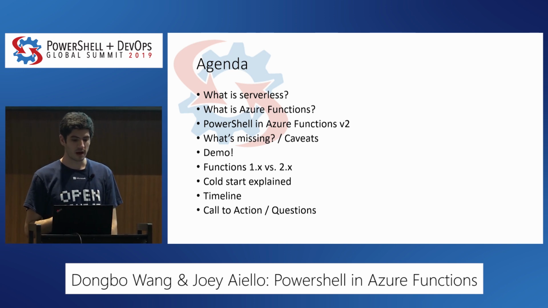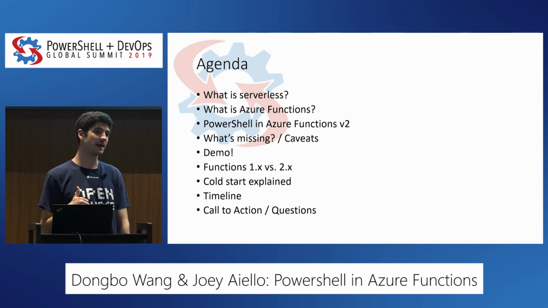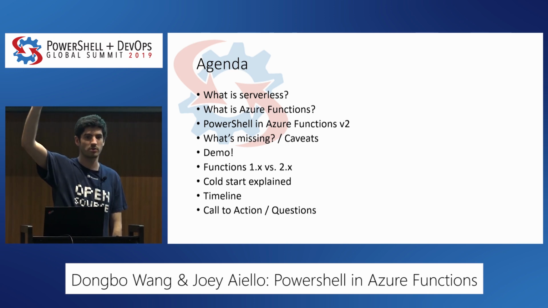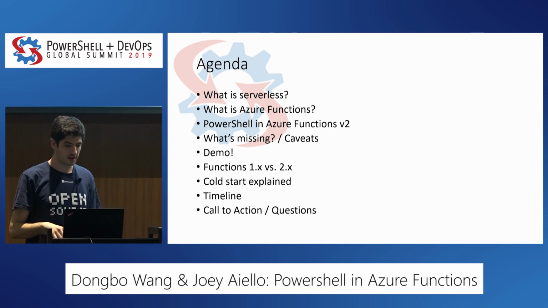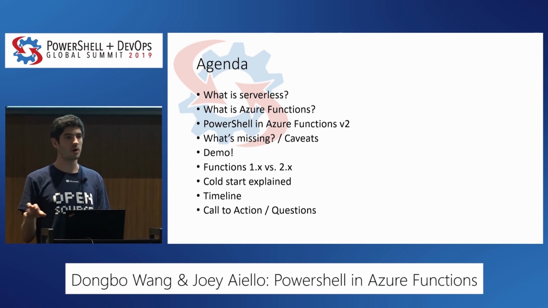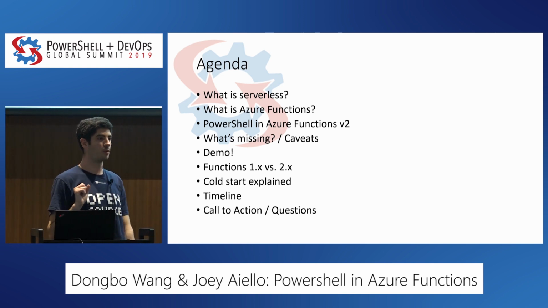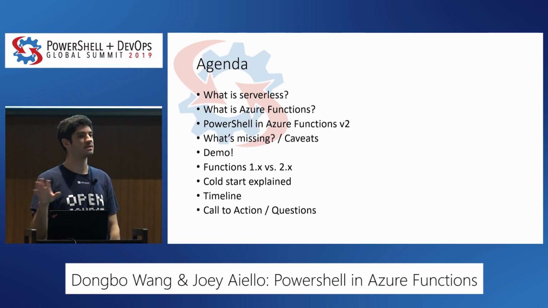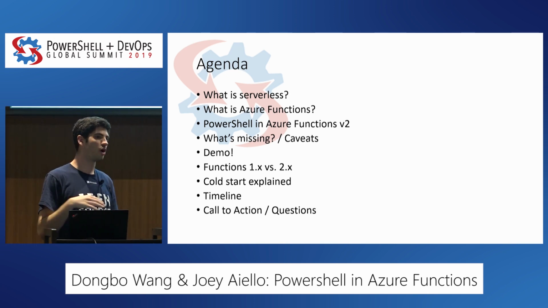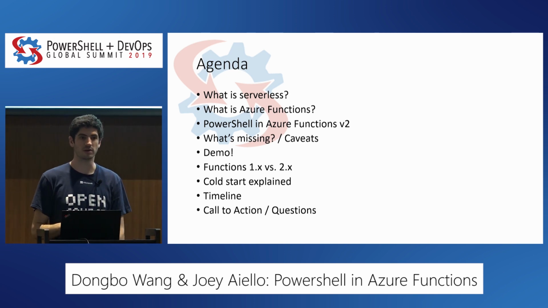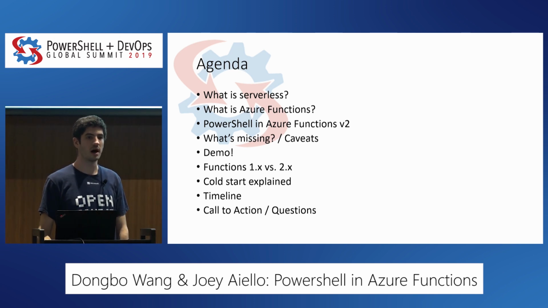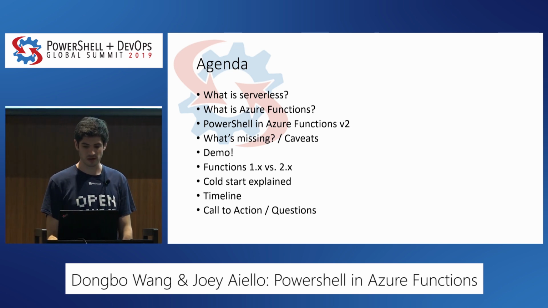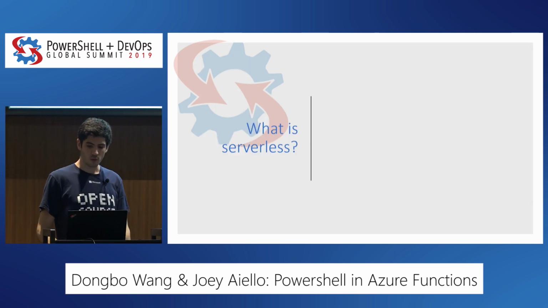We'll do a demo. We will talk about Functions 1.x versus 2.x. So a lot of you, any of you still using the Azure Functions 1.x experimental PowerShell support? Okay, yep, we'll be talking about that a little bit. We will give a little bit more info around what a cold start is, what that means, what happens when a cold start happens, and then we'll talk a little bit about the timeline for GA and a call to action for you guys to help out here with the effort and any questions that you might have, although I've got some questions for you as well as we figure out what the right thing to do here is in Azure Functions.